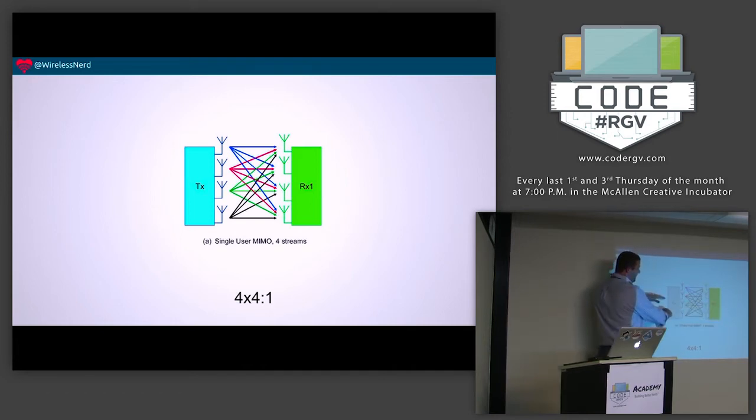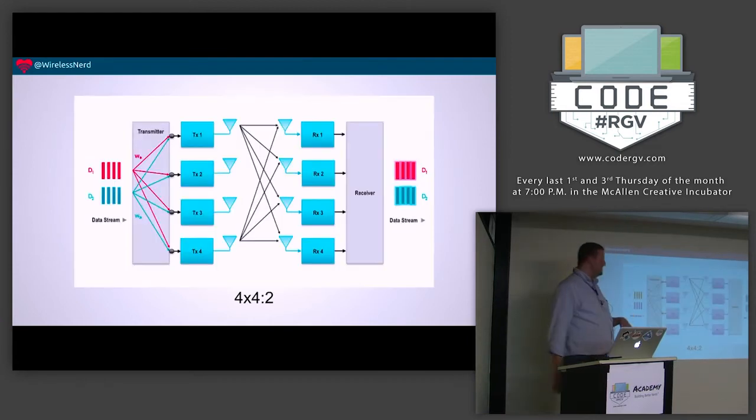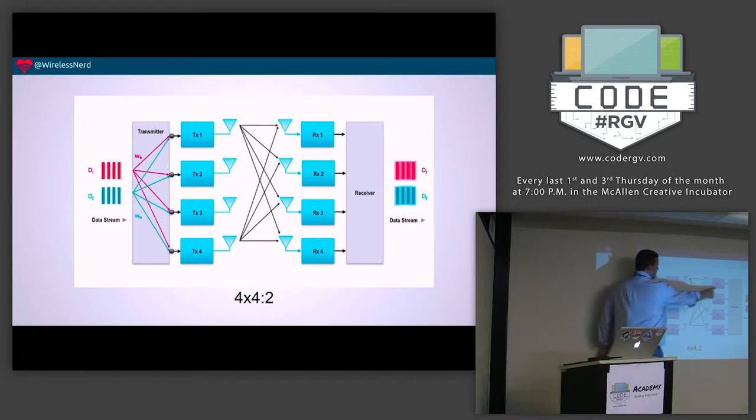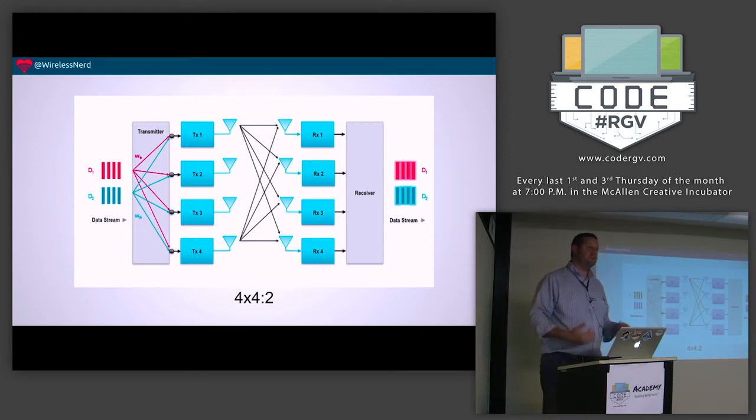It's one stream of data coming in and one stream of data going out, using 4 transmitters and 4 receivers. 4x4x1: 4 in, 4 out, one spatial stream. If you have 4x4x2, now you can pump multiple data streams in there. So this might be a 10 megabit data stream, and this might be a 10 megabit data stream. And then across this, these radios can now communicate at 64 megabit per second, but still kick out those two data streams. So now you can start to stack more data streams on it.